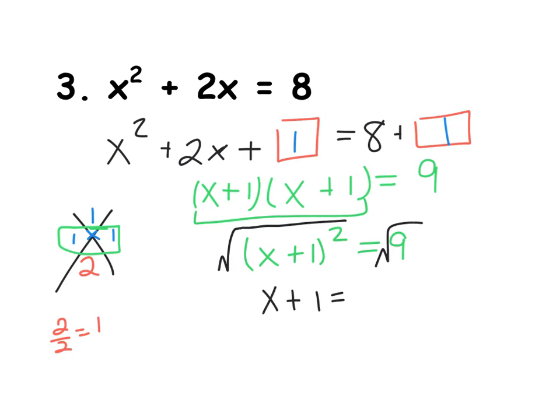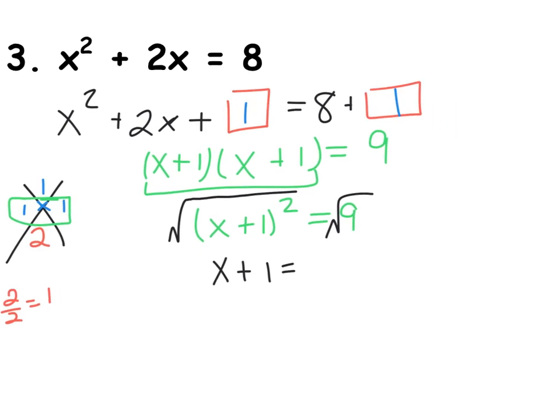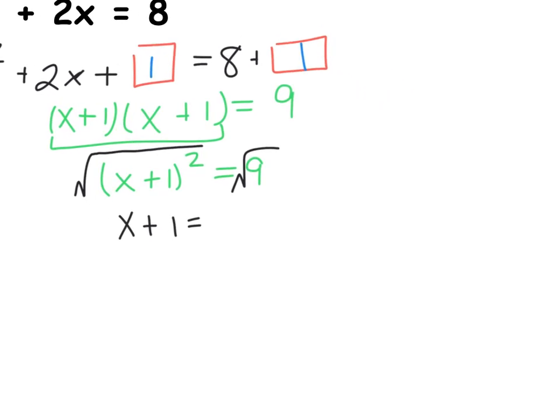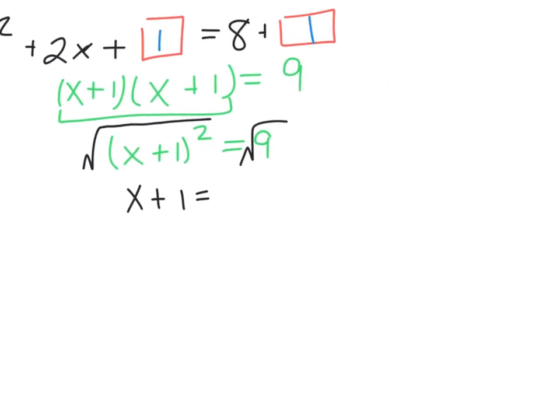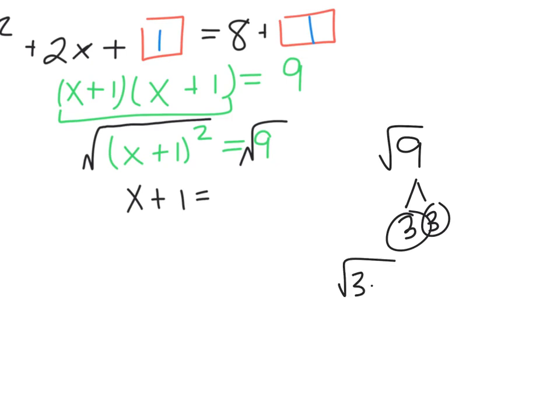equals, if you do the square root of 9, you don't have to do the factor tree, but we'll go to the side and do the factor tree anyway. I do my factor tree. What makes 9? 3 and 3. That's it. So I get radical 3 times 3, double on the inside, single on the outside. So there's nothing left in my radical. But remember, it's not just 3, it is plus or minus 3.